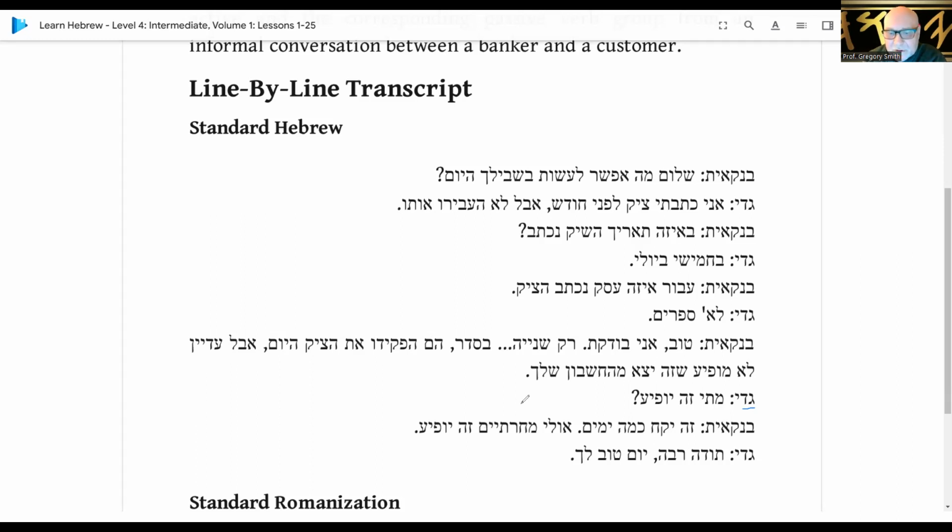Okay, all right, so it doesn't appear that it left your account. This is a really tough one, guys. Okay, so Gadi says, Matai ze yofia. Okay, so when will it appear? מתי זה יופיע? Okay, so ze is this. And this yofia has to be appear. Matai has to do with when it appears. Matai ze, when this appears.